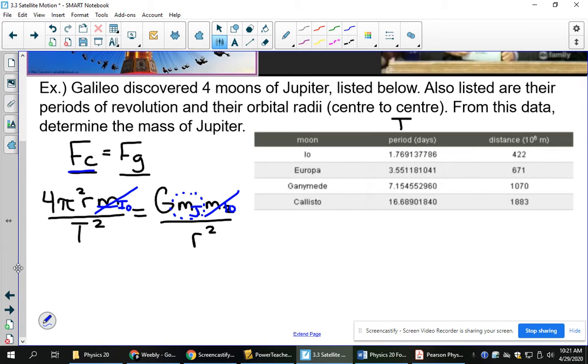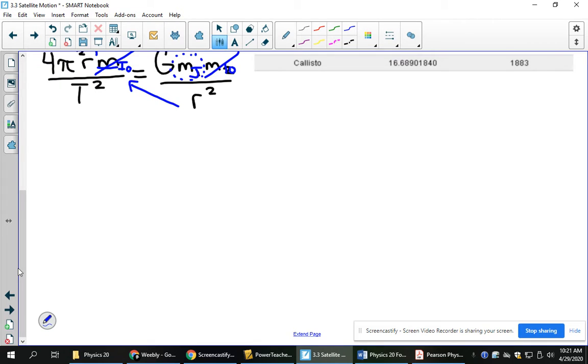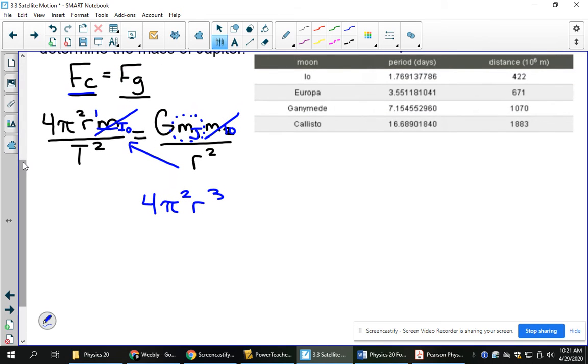The first thing I'm going to do to isolate MJ, not Michael Jackson, is I'm going to multiply by r squared. I've got an r to the 1 here. If I multiply by r squared, I'm going to get r cubed. Okay. The next thing I need to do is get rid of g. So I'm going to divide both sides by g.